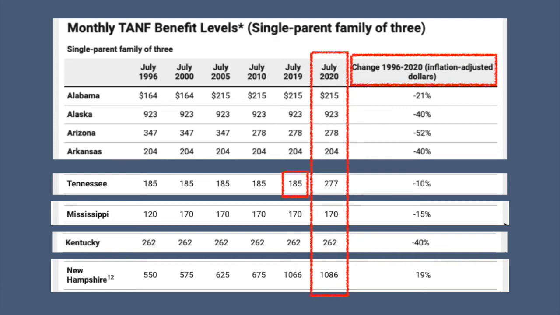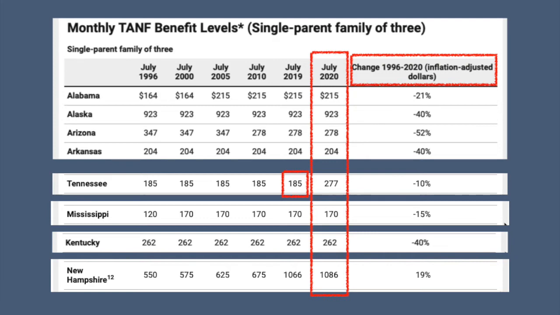But you see from other states, they're much lower. And look, Mississippi is still at $170 a month. Alabama, $215, Arkansas, $204, Kentucky, $262. When you say how much would a family of 3 get in a state on TANF, well, it depends on which state it is. It varies greatly.